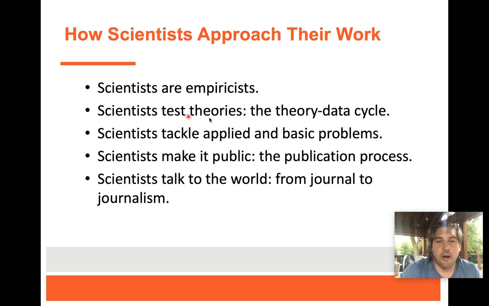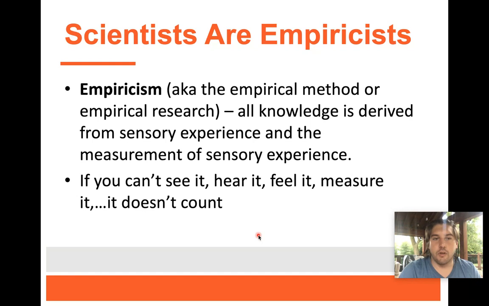We're going to discuss how they test theories, the difference between applied and basic problems, and then we're going to talk a little bit about the publication process of science, how science is disseminated to other scientists, and then we're going to talk about the issue of science reporting or science journalism, and that's how science gets from scientists to the broader public. Okay, so scientists are empiricists.